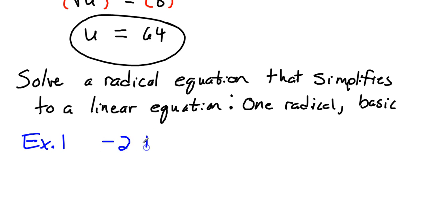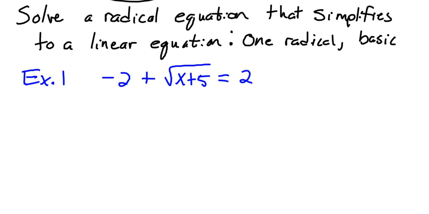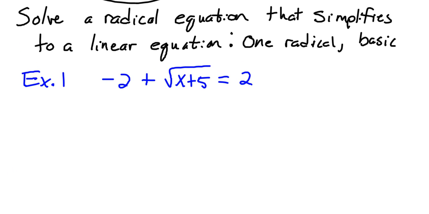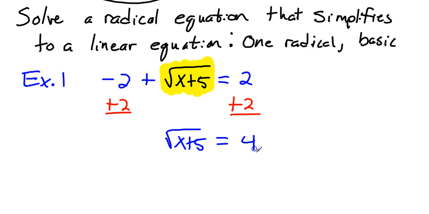So we're going to do -2 plus square root of x plus 5 equals 2. Okay, and for these, going back to what we said first, you've got to keep the square root by itself. So this thing is going to get by itself, which means you've got to get rid of a negative 2. How do you get rid of negative 2? Just add 2, right? You add it to the left, you got to add it to the right. So then you've got square root of x plus 5 equals 4.